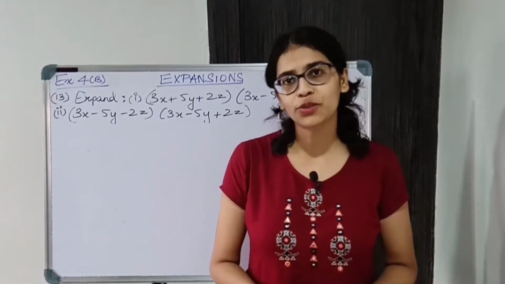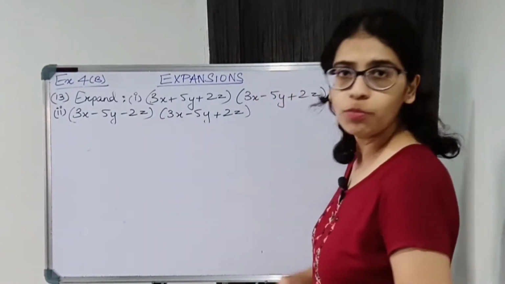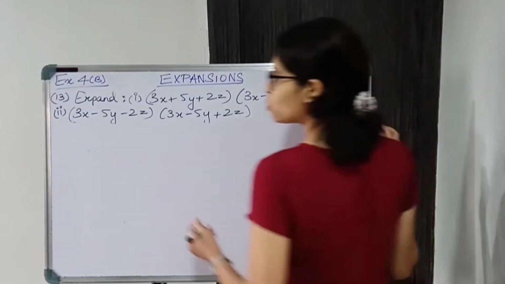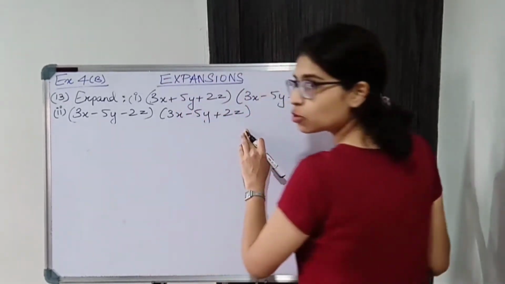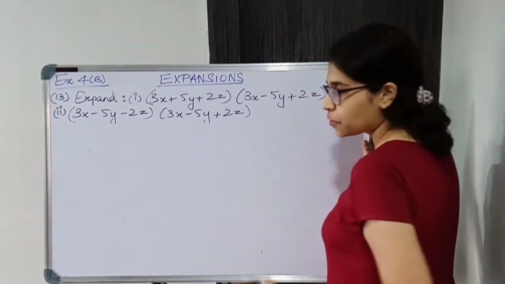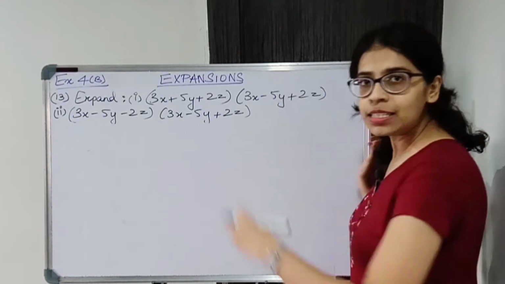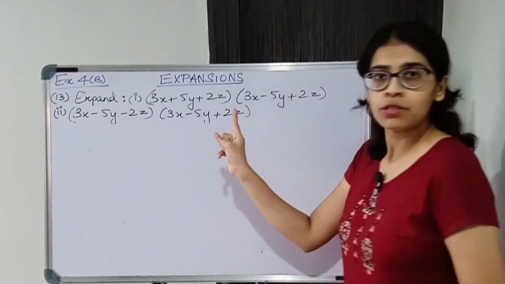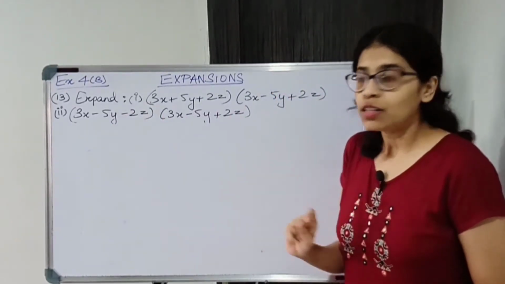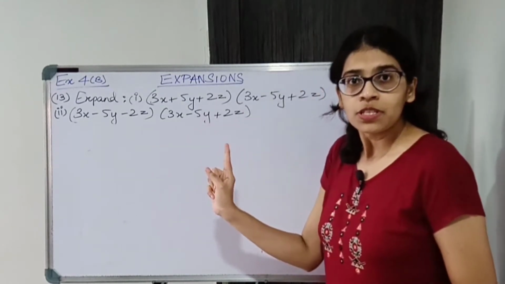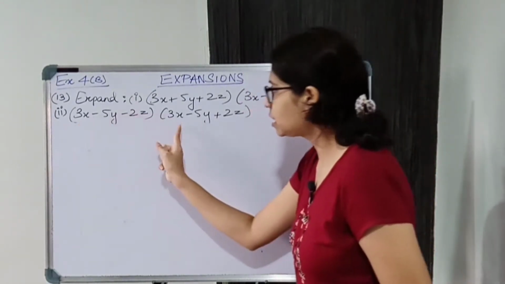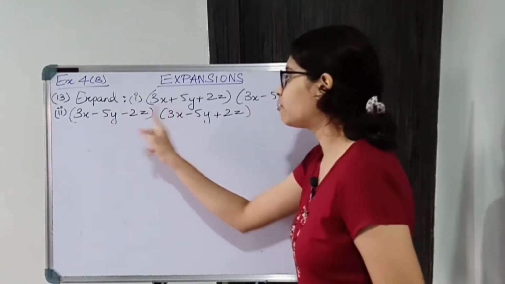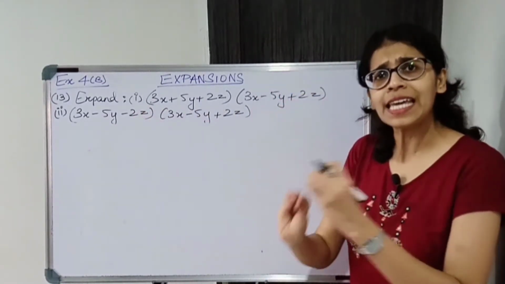Coming to second part of the question, there are again two brackets. We'll write down the question first. So I'm not writing down the question, this is the question. All right, now again the same thing, there are three terms. So what we will do, check the terms. 3x 3x, 5y 5y, 2z 2z, so there are same terms.